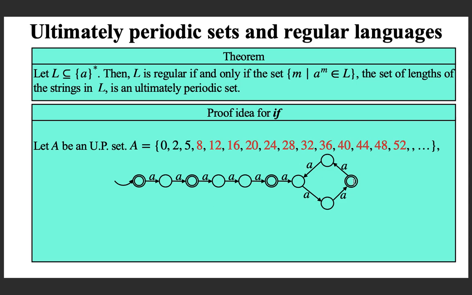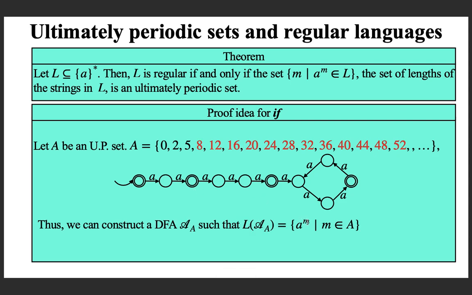So 8, 12, 16, 20, 24, etc. it is accepted. So given an ultimately periodic set, then you can come up with a DFA accepting a language whose length set is the given ultimately periodic set. If the set is ultimately periodic, then you can get a single alphabet language such that it is the set of all a to the power m, such that m is in the given ultimately periodic set. So with this we are finishing this proof.